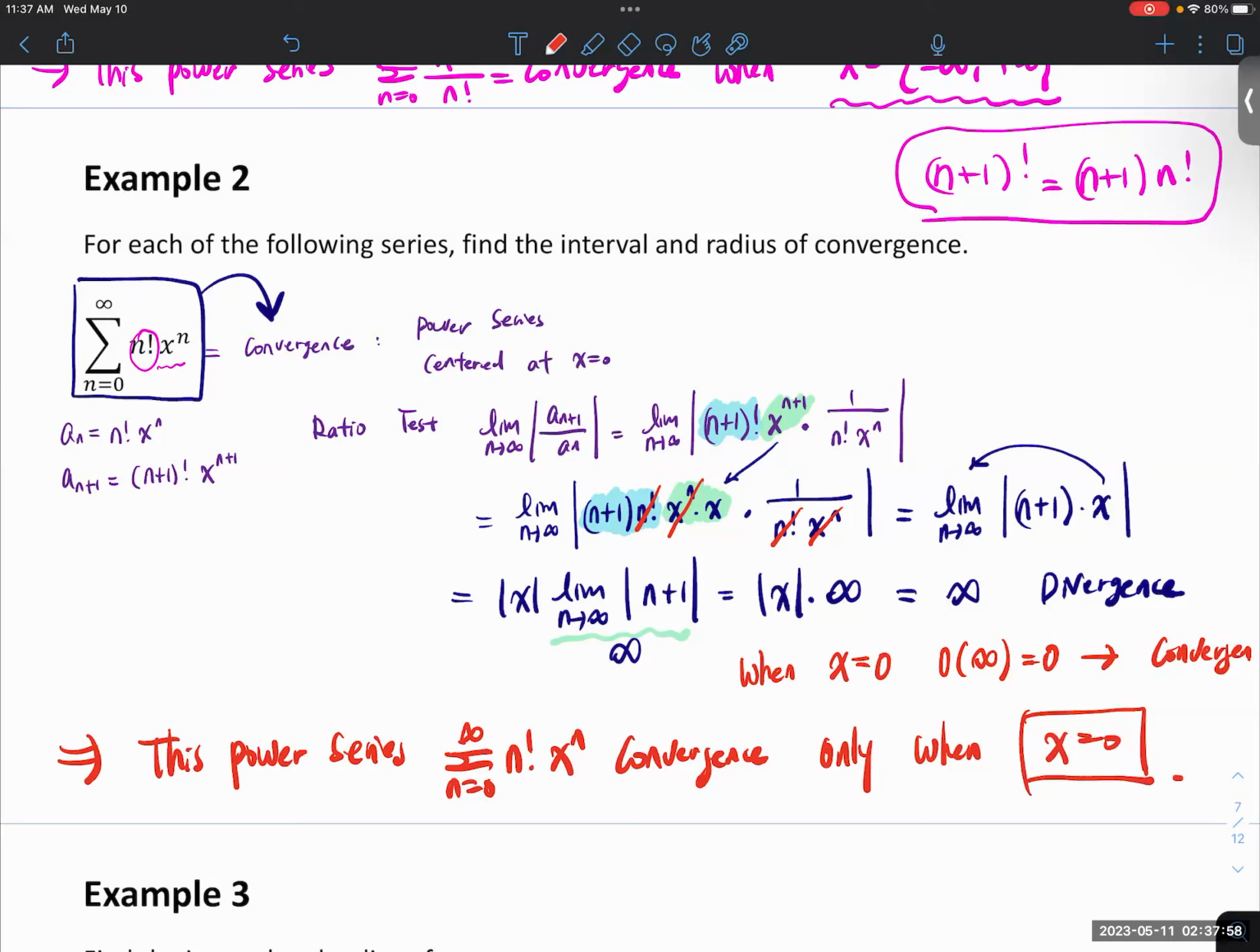Does it make sense? We are not looking for the size of p. We are looking for the possible x that makes this power series a convergent series. When x equals 0, obviously everything is going to be 0. The p size is going to be 0. So therefore, to become a convergent power series, x must be 0 in this case. That's the only possible answer.